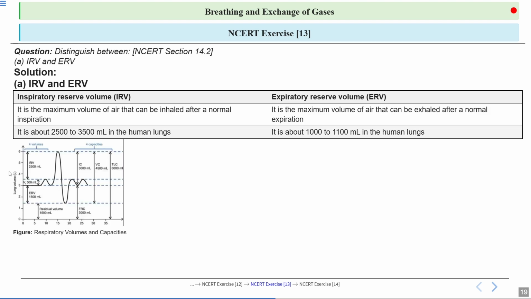So here you can see the graph is shown here, IRV. This is the tidal volume, that is 500 ml. You can see here tidal volume. And from this tidal volume, this dotted line up to the 6, this is the IRV, inspiratory reserve volume, related to inspiration. Now, expiratory reserve volume is related to the expiration. Just below the tidal volume, what you see here, ERV, that is around 1500 ml, right?